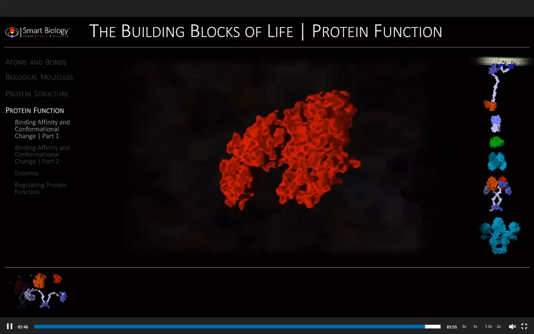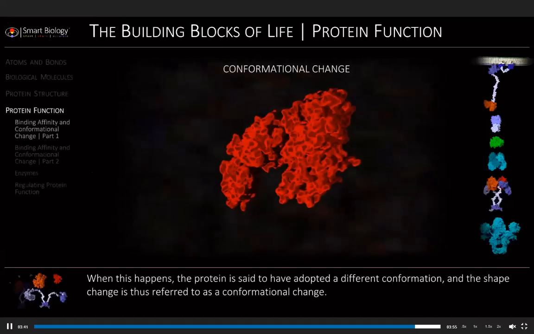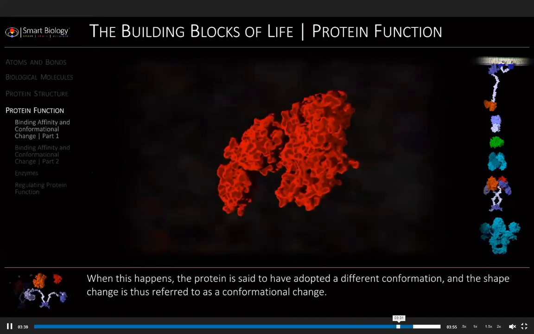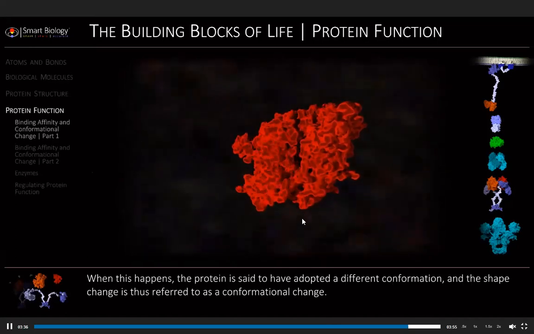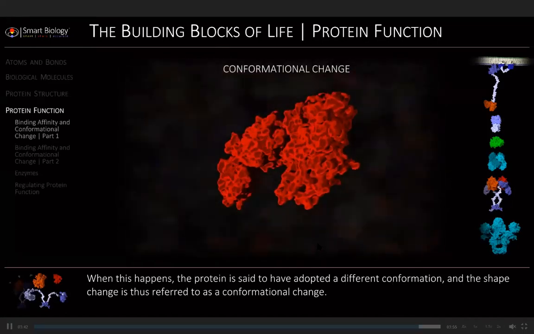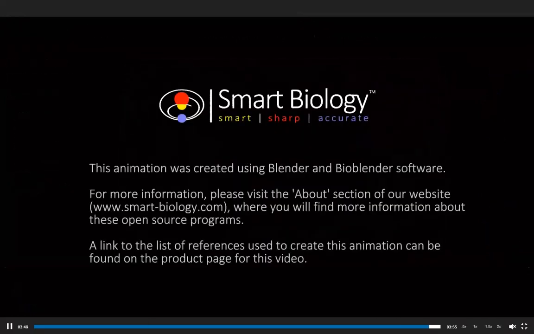So here is a protein, which, let's go back a few seconds. This is a protein that, did you see? It underwent a conformational change. So here we go, a major conformational change, which will give this protein new functions, perhaps.